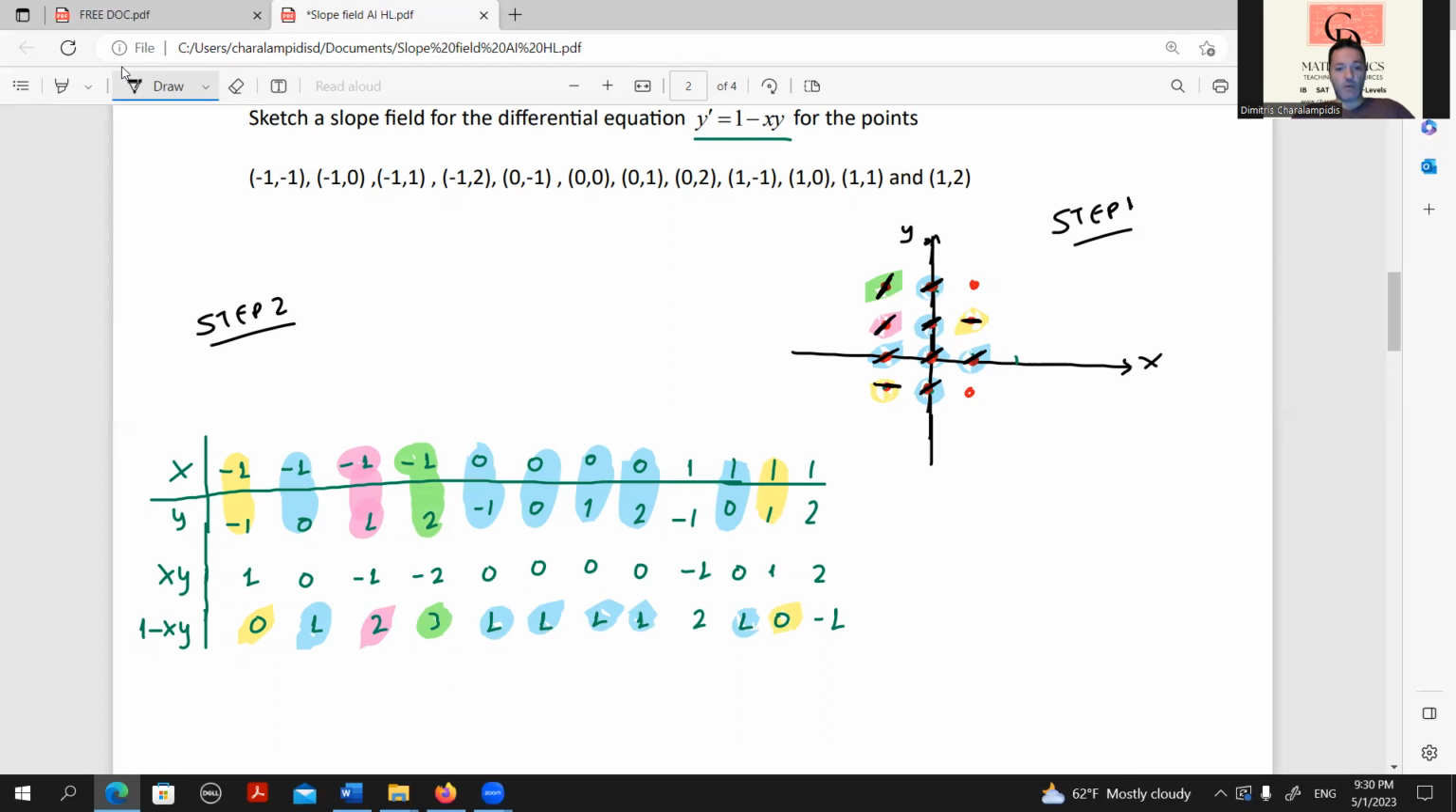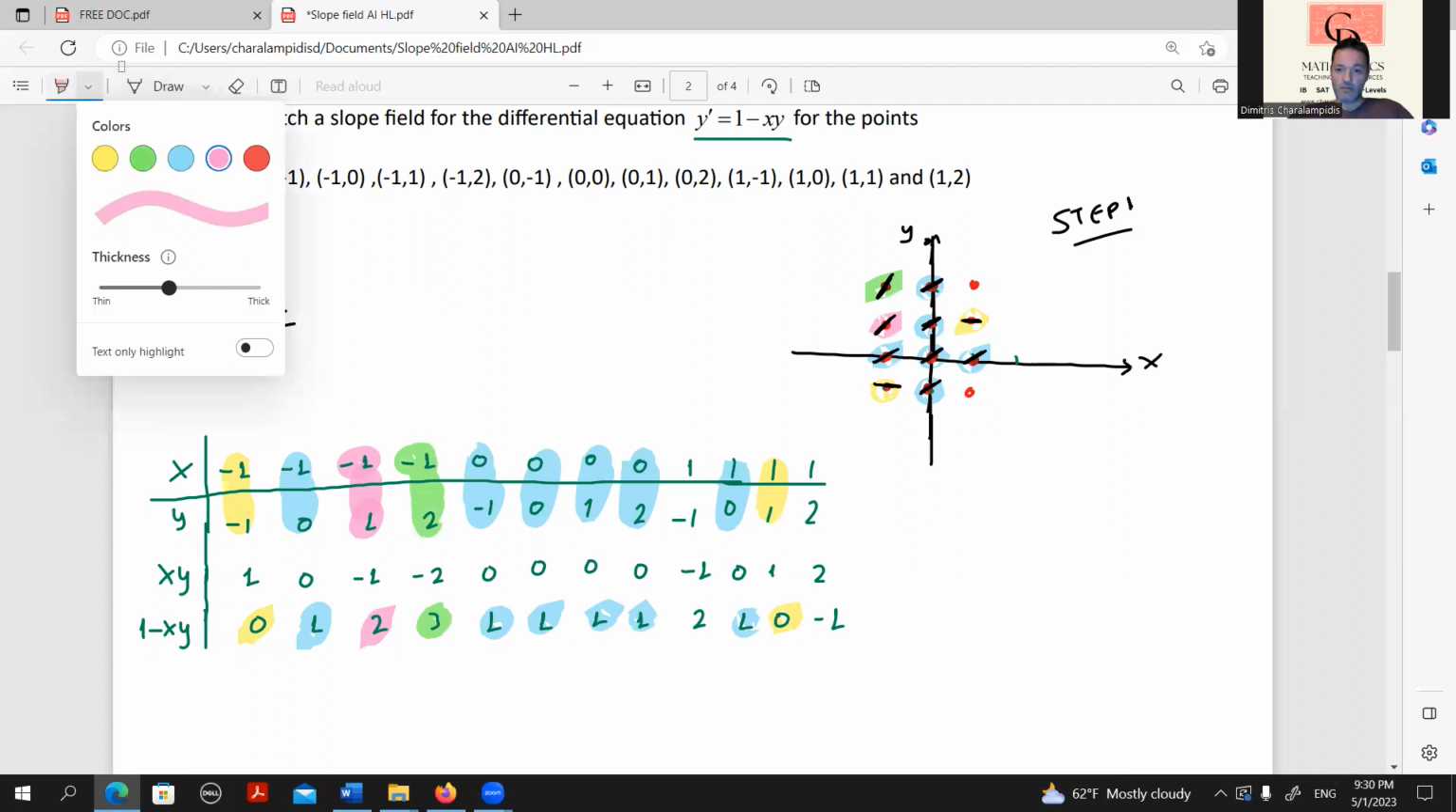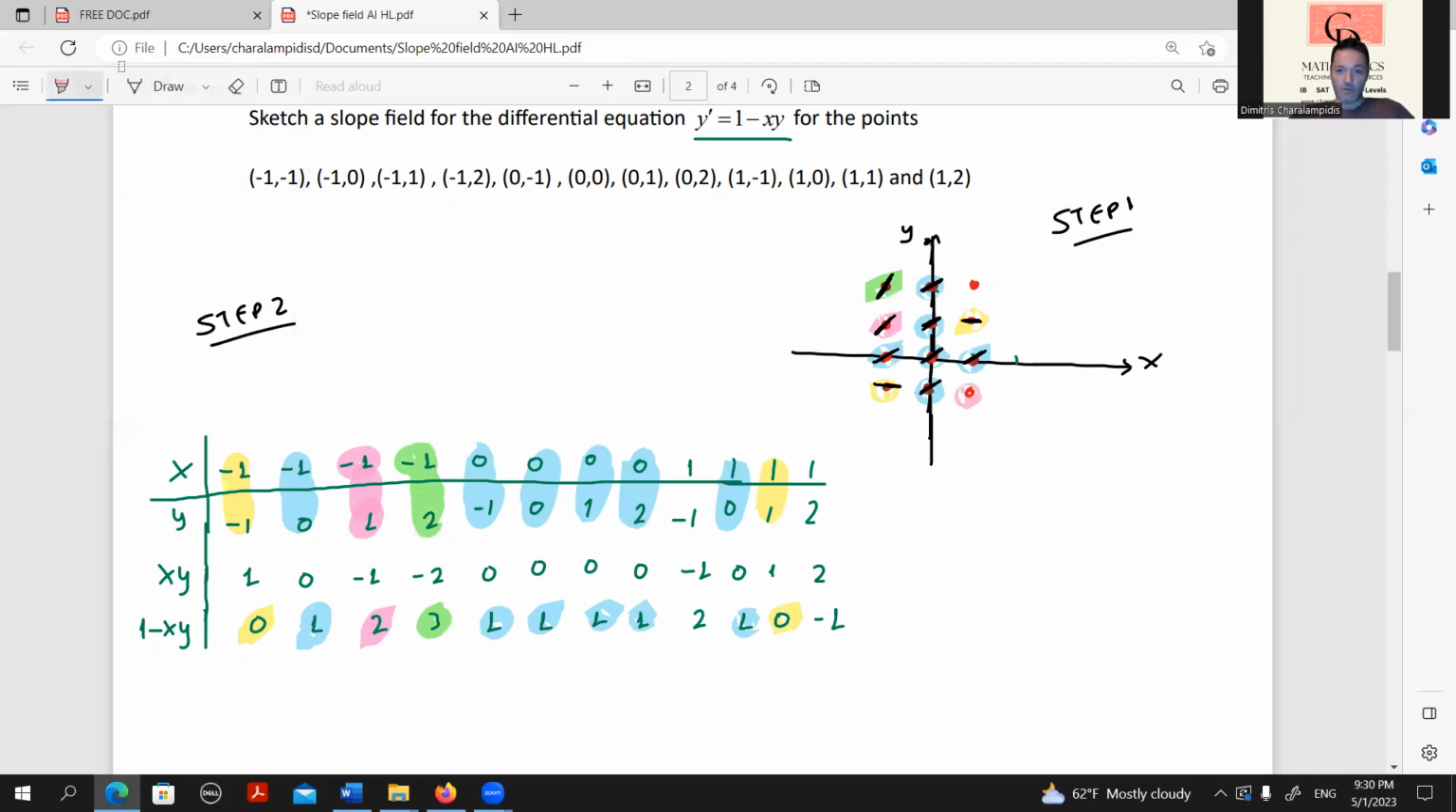no, at 1 and -1, I still have the pink one, so it should be like the pink, it should be like this. But at the point with coordinates 1 and 2, I have a slope of -1, which means that I should draw it like this. Look at that now. Imagine it without the highlighted colors, and there you are. You have the slope field that you needed.